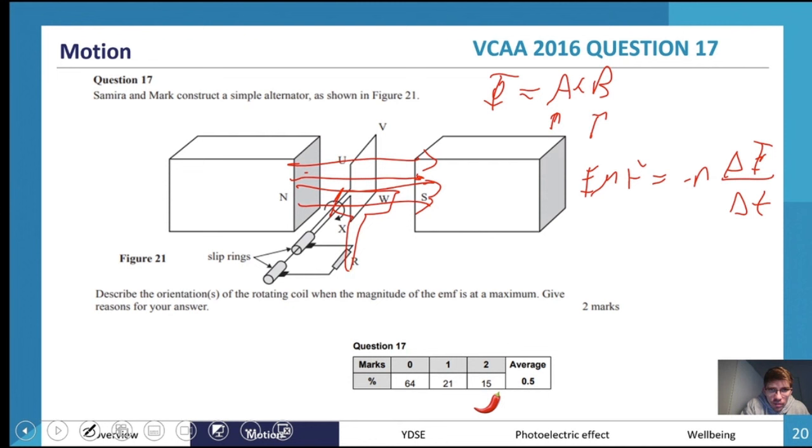Well, maximum EMF will occur when there is the maximum change in flux. A maximum change in flux only occurs when going from all of the magnetic field lines going through to no magnetic field lines going through. So from all the magnetic field lines going through the coil up to no magnetic field lines going through the coil.